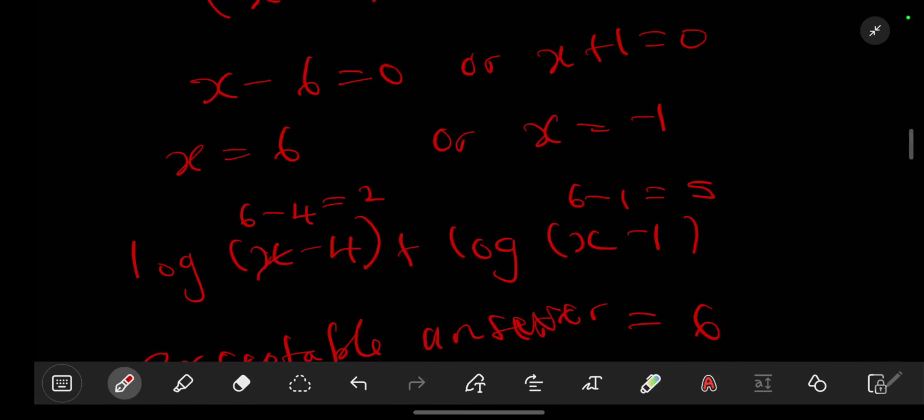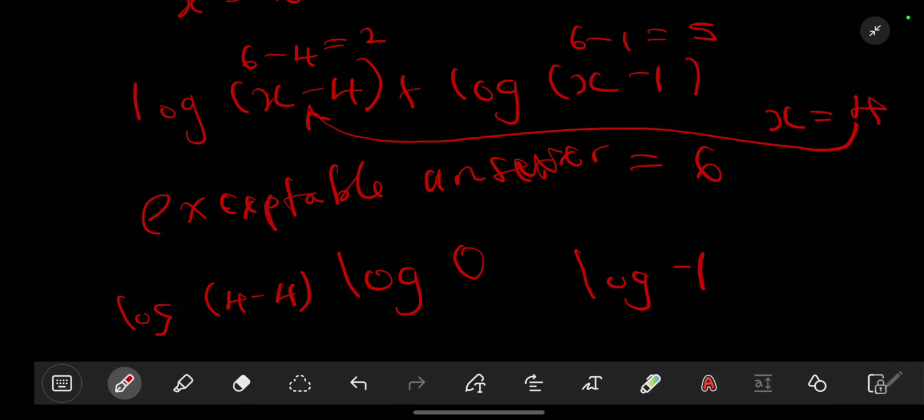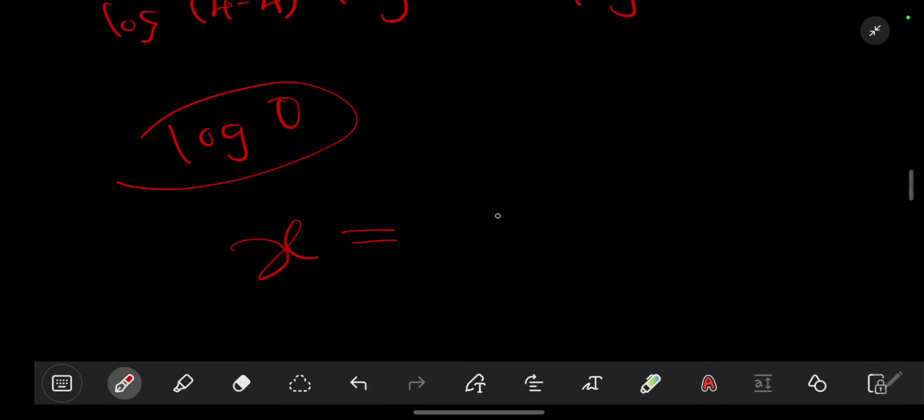So that's why the result has to give you a positive. That implies that even if we got another value such as x is equal to, let's say, 4, it could not be correct, because if we put 4, it will be the log of 4 minus 4, which will be the log of 0, which is undefined. So in this case, x should be equal to 6.